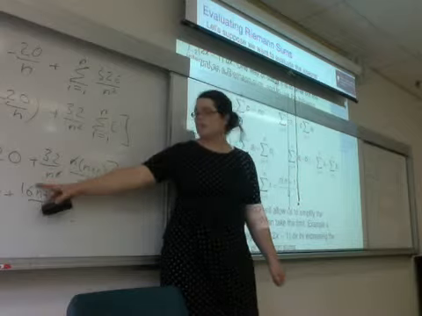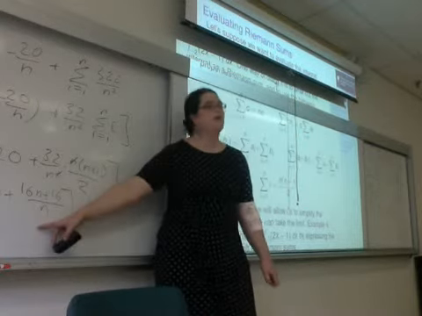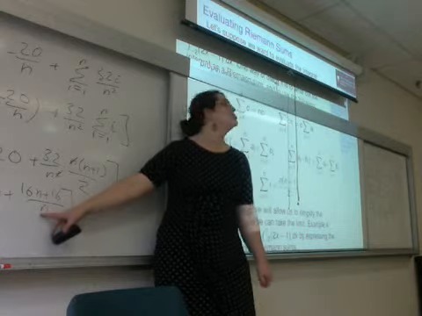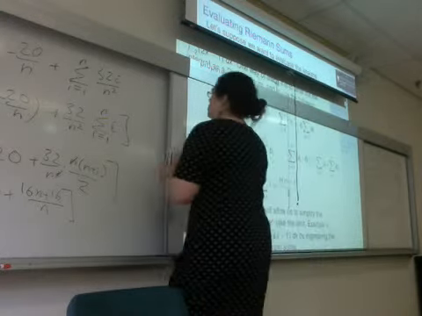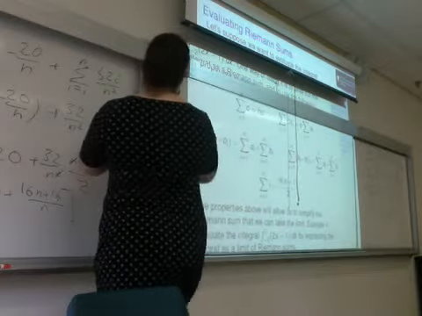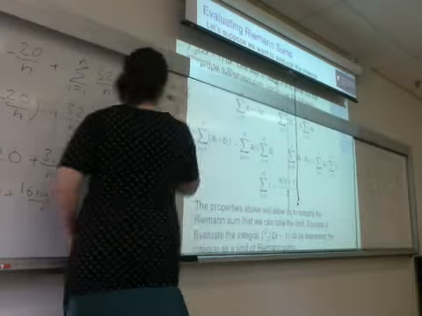If you remember how to find the limit of a fraction as n goes to infinity, you just look at the biggest term on the top and the biggest term on the bottom. 16n over n is just 16. So this thing will give you negative 20 plus 16 equals negative 4.